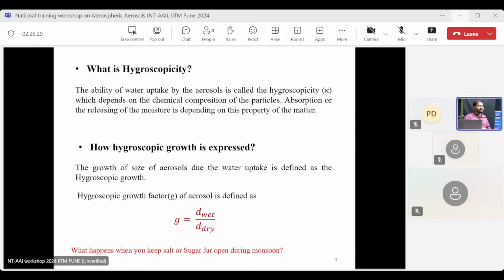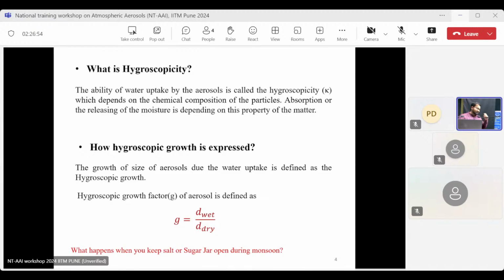The wet diameter is what you get when you expose an aerosol particle to a humidified environment with a definite humidity, 40% or 50% or 60%. What is the growth of that dry diameter into a larger one? The ratio of the wet diameter to the dry diameter gives you the growth factor. In that way, we can express the hygroscopic growth factor.